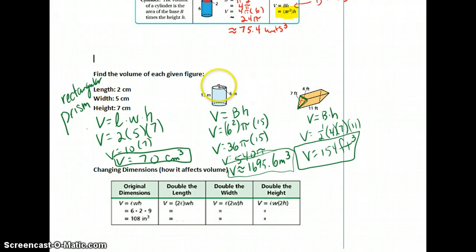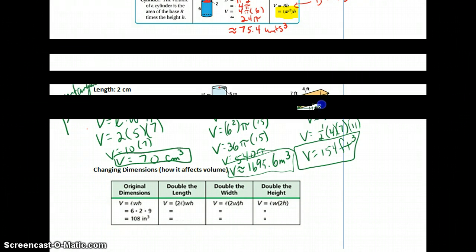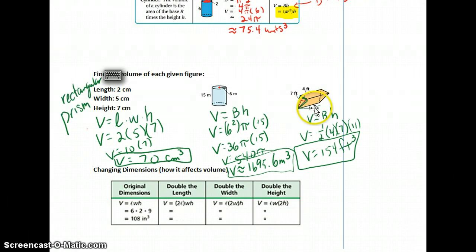On each of these problems, we found an area. On this problem, we found the area of the circle at the top, and we multiplied it by how far we had to extend it down. So here we had to multiply it by 15. On this one, we found the area of the end. Again, we found the area of this triangle, and then we multiplied it by how far it stretched in this direction. That is the basic idea when it comes to solving these types of problems.